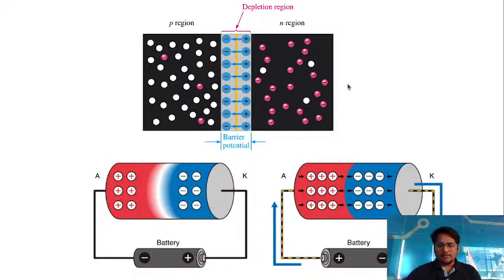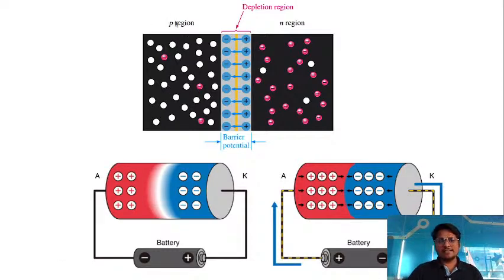Now I am going to explain how we can use a diode. There are two ways: either the diode will work in forward bias or it will work in reverse bias. In reverse bias, the diode will work as an open switch. In forward bias, the diode will work as a closed switch. Here you can see how we can make forward bias and reverse bias of a diode. So let us understand that.